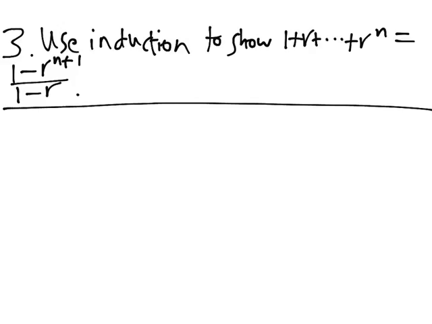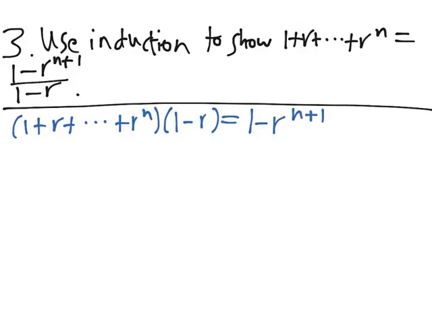Problem 3. Use induction to show that 1 plus r plus up to r to the n is equal to 1 minus r to the n plus 1 divided by 1 minus r. Note that it's equivalent to show that 1 plus r plus up to r to the n, times 1 minus r, is equal to 1 minus r to the n plus 1, since we can multiply or divide both sides by 1 minus r, at least for r not equal to 1.